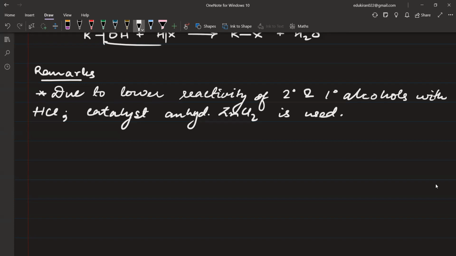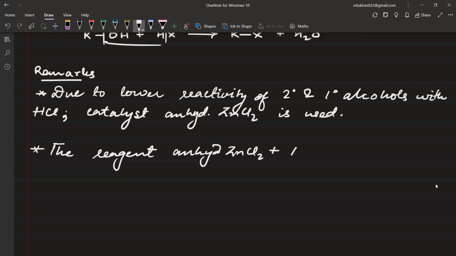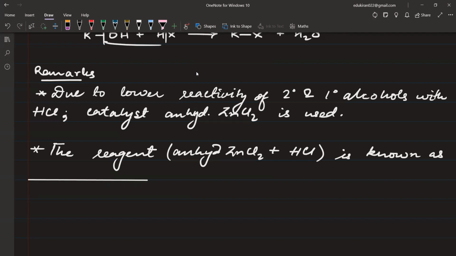Okay, right, next point. The reagent anhydrous ZnCl2 plus HCl is known as what? Tell me, guys. It is known as dash. What is this reagent called?